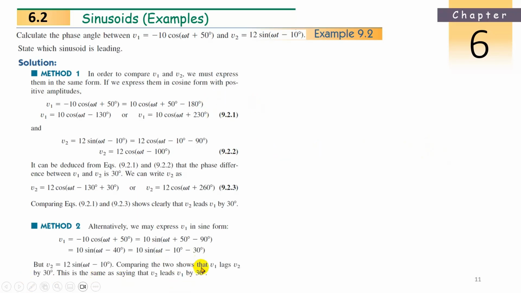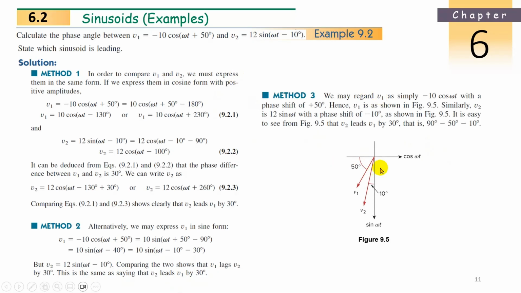So V2 is leading by 30 degrees, same thing. Next, another method we have, the graphical way. Here cos omega t is generally on the x-axis, as I told you in the last class, and sin omega t is on the y-axis.